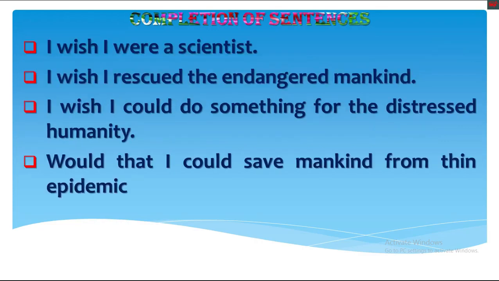Now, look at the sentences very carefully. I wish I were a scientist. You may be surprised looking at the concord of verb with the subject. Don't be surprised, I will explain. Second sentence, I wish I rescued the endangered mankind. Number 3, I wish I could do something for the distressed humanity. Number 4, would that I could save mankind from this epidemic.